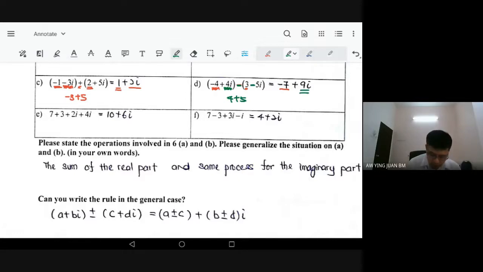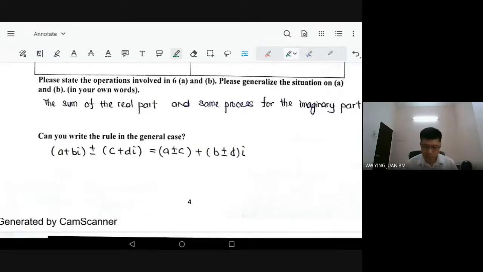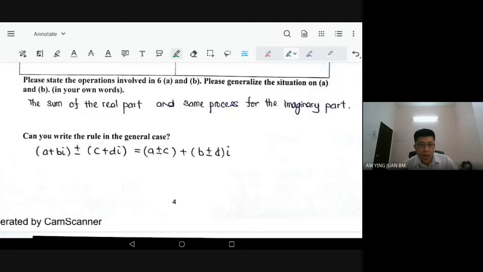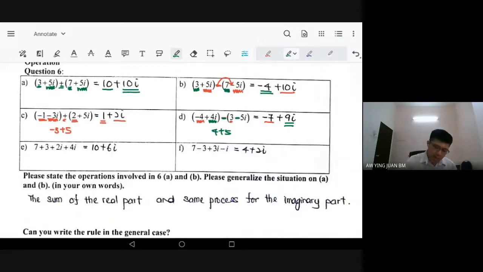Simple. So kena belajar macam mana nak buat general. Okay, general statement, general conclusion. So please state the operation involved in question 6A and 6B. So kalau you tengok 6A, the operation is addition. Okay. 6B, the operation is subtraction. You tulislah addition and subtraction for complex number.